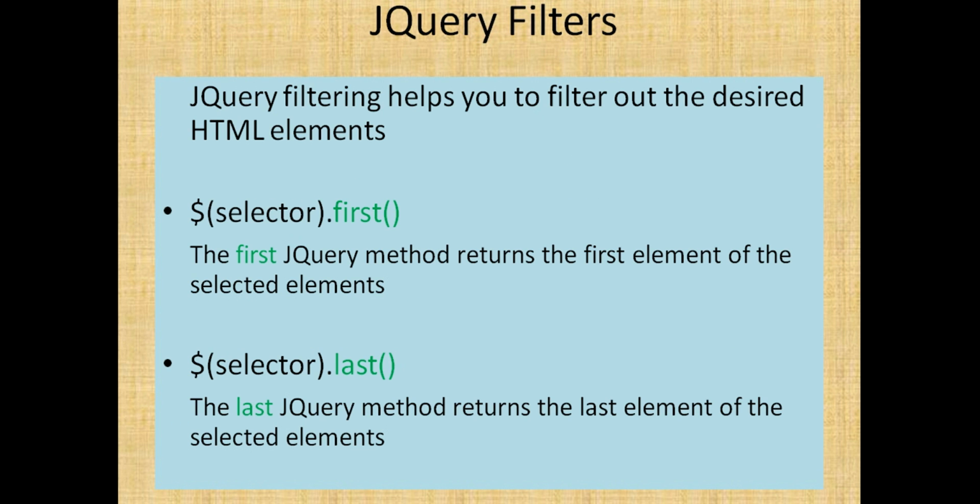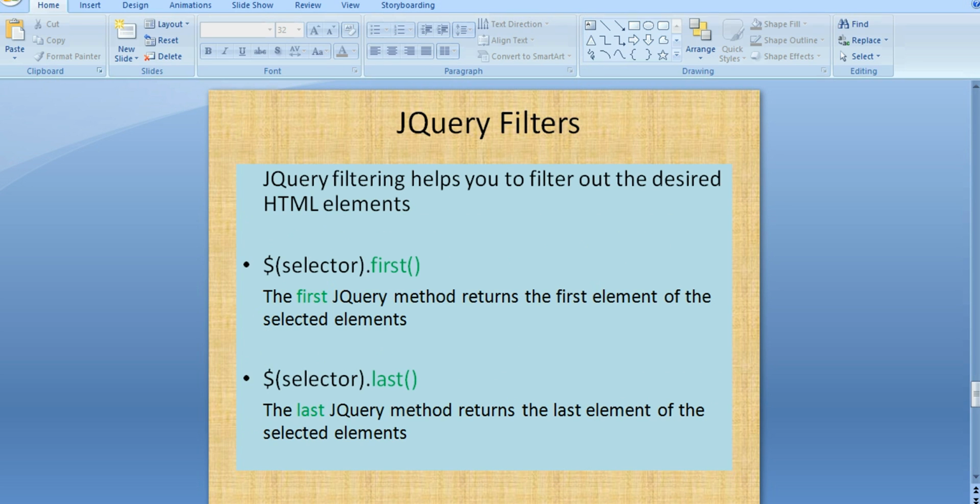The next topic that we are going to discuss is jQuery filters. jQuery filtering helps you to filter out the desired HTML elements. The first method is the first method. The first jQuery method returns the first element of the selected elements. Let's see how it works.